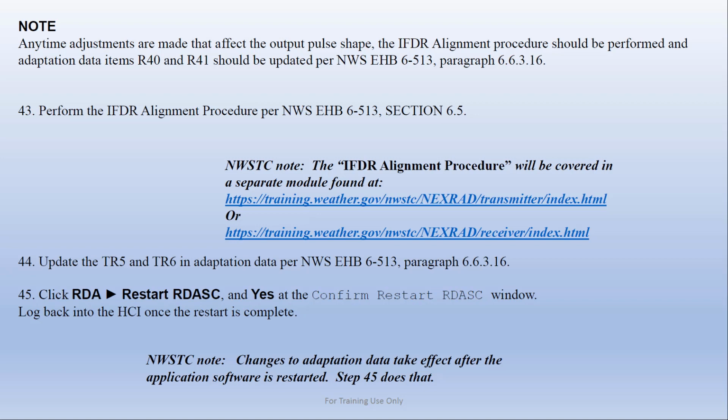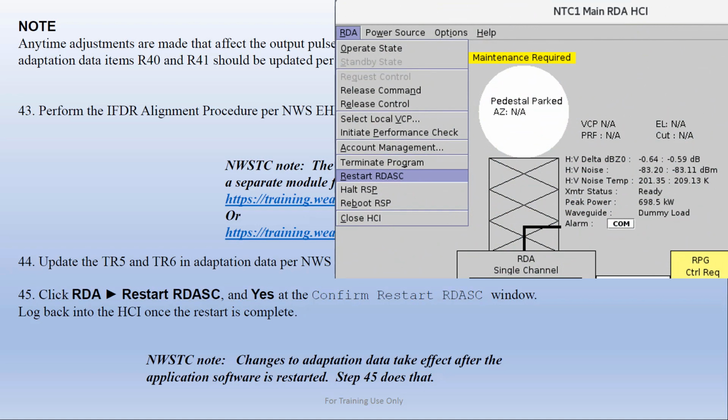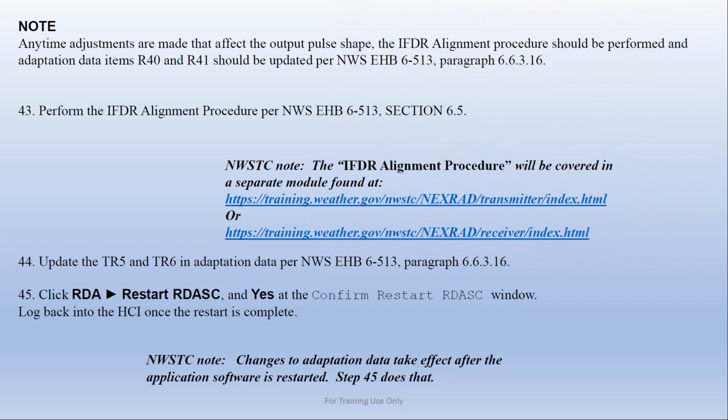In order for the software to use the new values, we need to restart the application software. We would close the system test software, go back to the main RDA human-computer interface, click RDA, Restart RDA SC, and then click Yes to confirm the restart. The software will restart, and when it restarts, we'll be ready to continue.